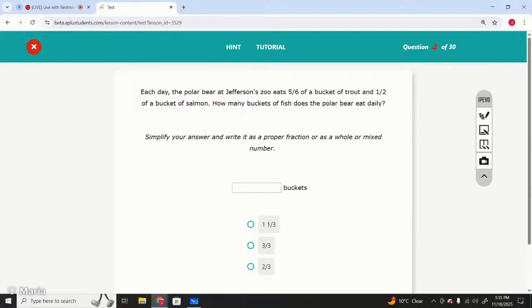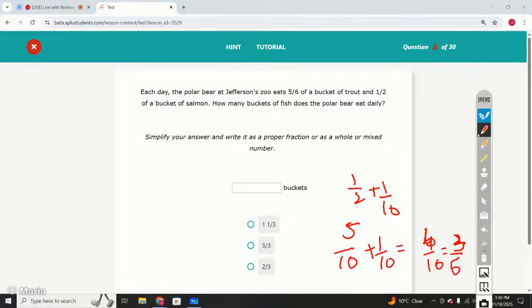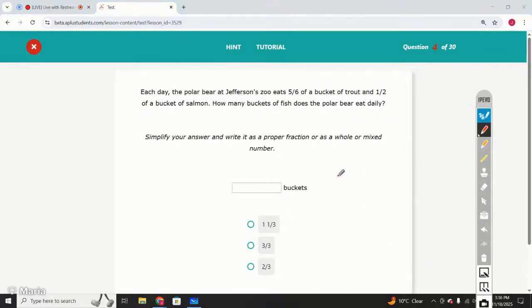Each day, the polar bear at Jefferson Zoo eats 5 by 6 of a bucket of trout and half of a bucket of salmon. How much bucket of fish does the polar bear eat daily? So we need to add them. 5 by 6 plus 1 by 2. So which is the correct option?